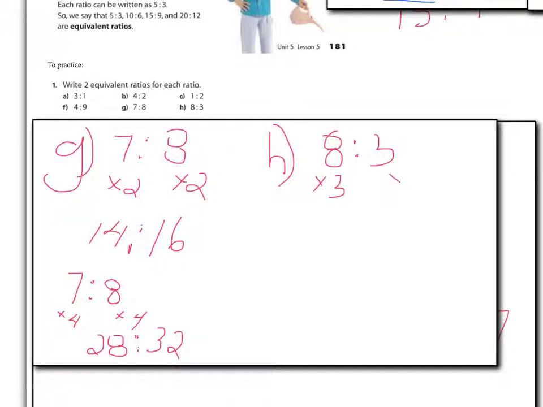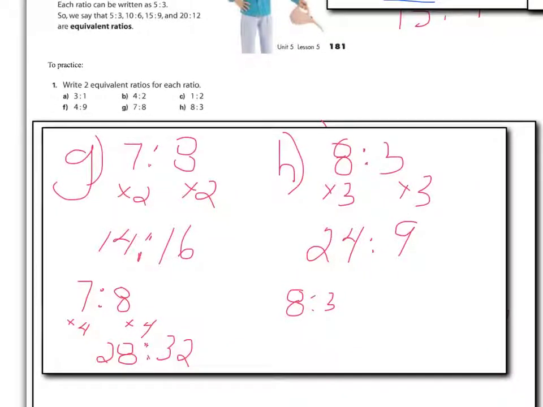H, 8 to 3. I'm going to multiply by 3. 8 times 3 is 24. 3 times 3 is 9. That would be equivalent. Let's see, 8 to 3. Maybe we'll go times 5 this time. We'll make it a bigger one. 8 times 5 is 40. 3 times 5 is 15. That would also be an equivalent ratio. So it doesn't matter what numbers you decided to multiply by, but you would, of course, have to multiply the front number and the back number by the same number.